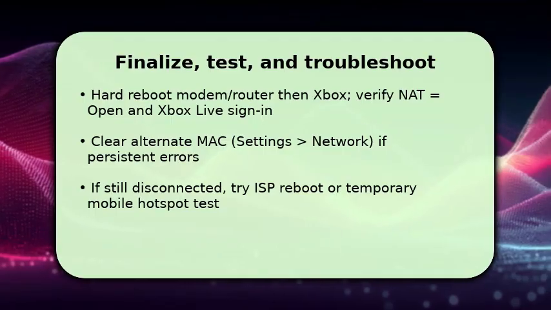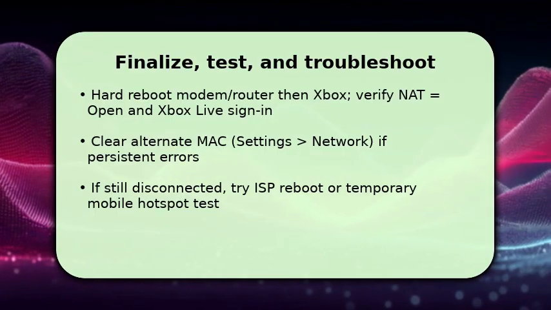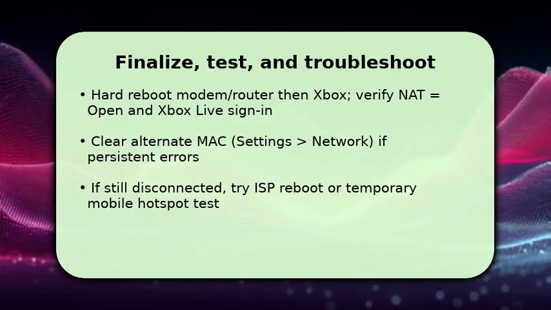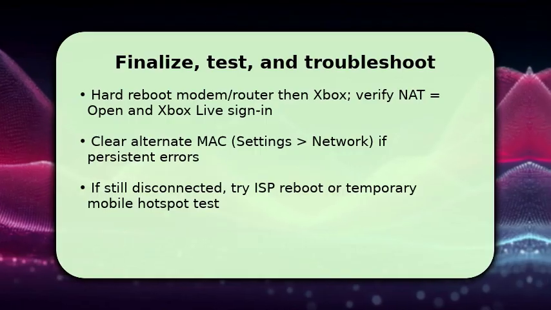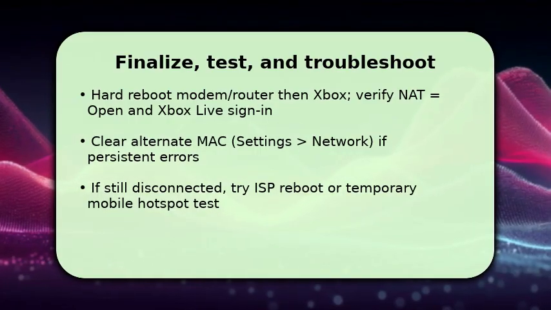Finish by power cycling every device. Modem first, wait full reconnect, then router, then the Xbox. This applies new rules. Test Xbox network. You should see NAT type open and successful Xbox Live sign-in.